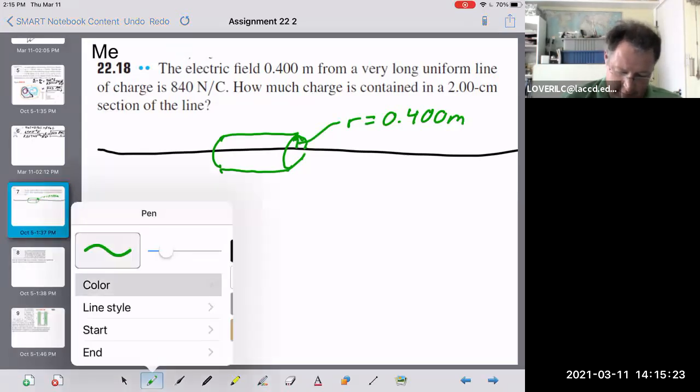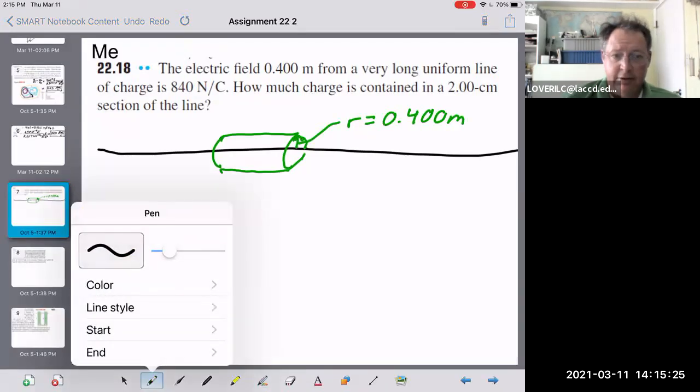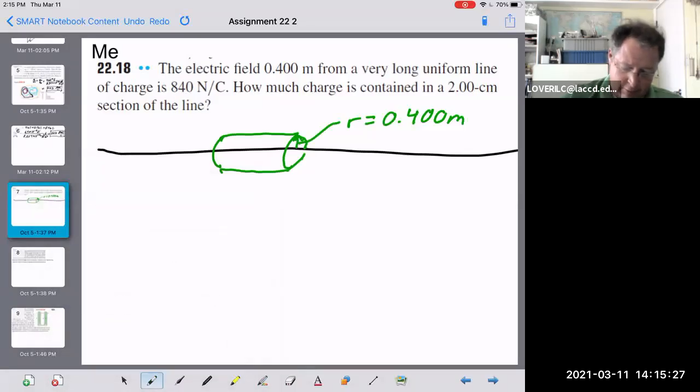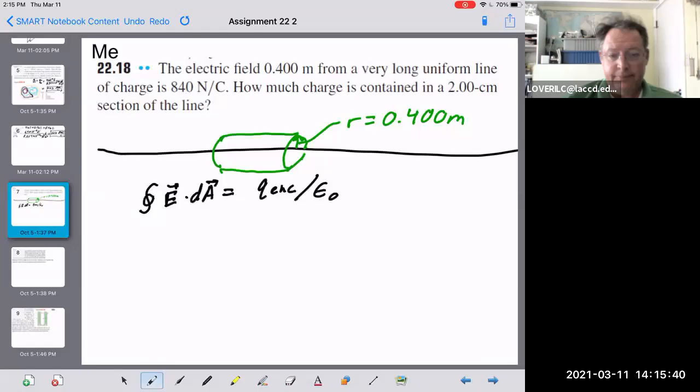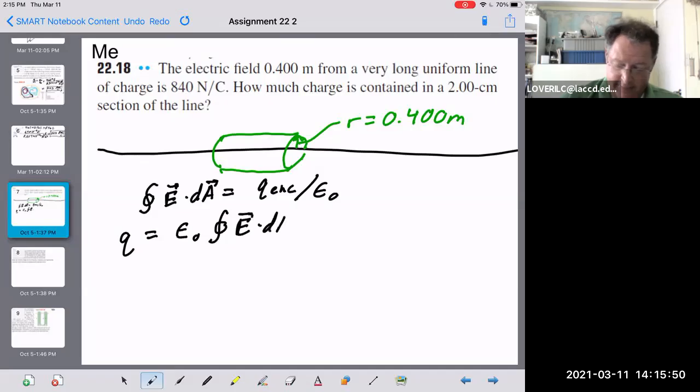And then I want to know the charge enclosed. Well, the flux, the integral over the closed surface of E dot dA, is equal to the charge enclosed over epsilon naught. So I just need to find the charge equal to epsilon naught times the integral over the closed surface of E dot dA. So let's figure out that integral.